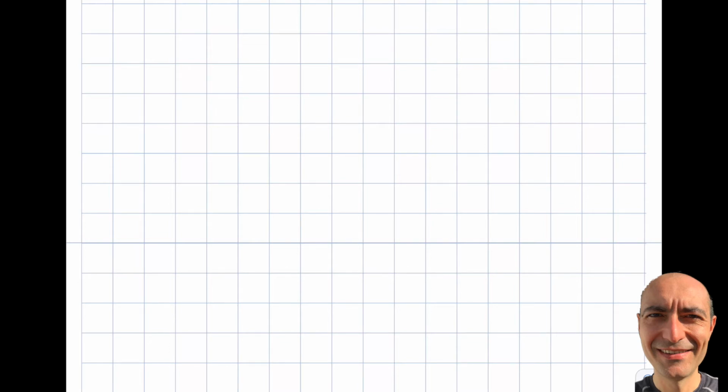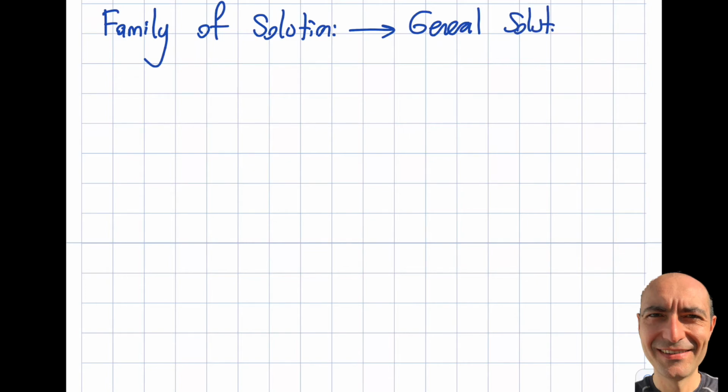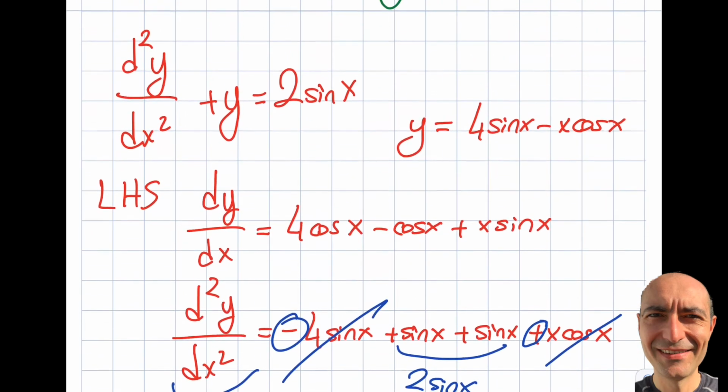Okay, we are gonna call this an interesting family of solutions. So I will actually have two types of solutions. The first one is called the general solution. The general solution will have constants or some parameters in it. And I can change these, and I will get myself a family of solutions. I'll be specific, and I will actually use this example because I already have it.